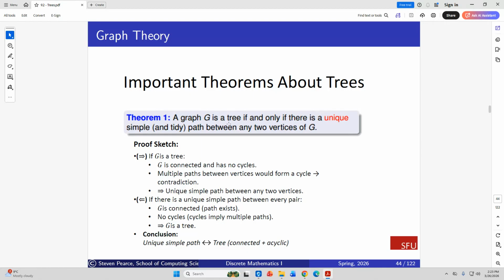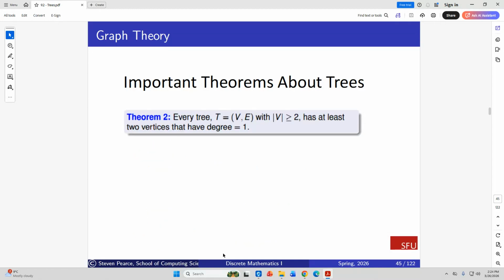So going this way, if G is a tree, G is connected and has no cycles by definition. Multiple paths between vertices would form a cycle. That's a contradiction. So it's a unique, simple path. On the other hand, if there is a unique, simple path between every pair, G is connected. Paths exist. No cycles. Cycles imply multiple paths. That means G is a tree. Again, if there is a unique, simple path, obviously G is a tree. Conclusion: unique, simple path is biconditional with tree. So that's easy. So let's see how theorem 2 works.